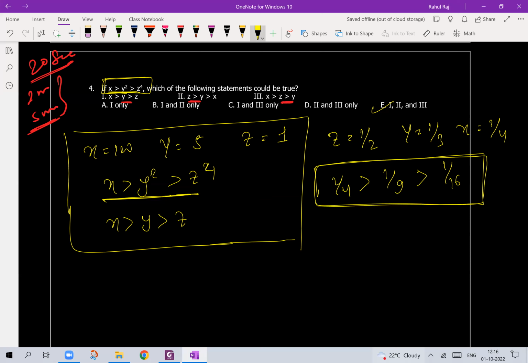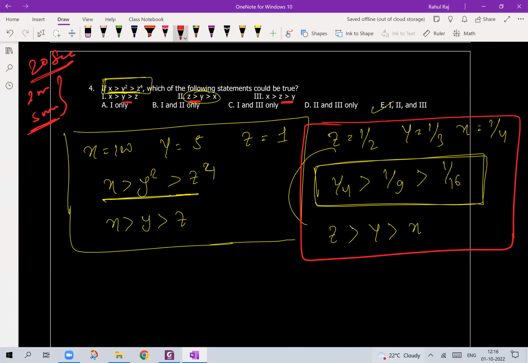Is this very clear? Yes or no? Now you see the number that we have taken, g is technically greater than y, that is 1 by 3, and y is technically greater than x. Statement number 2 also comes into picture now for these numbers.